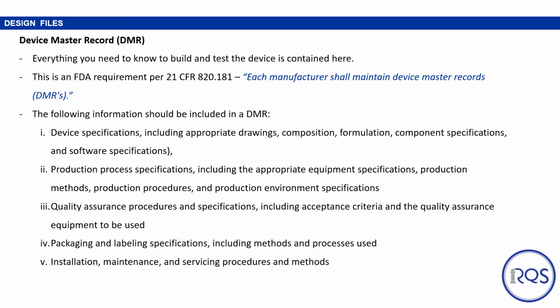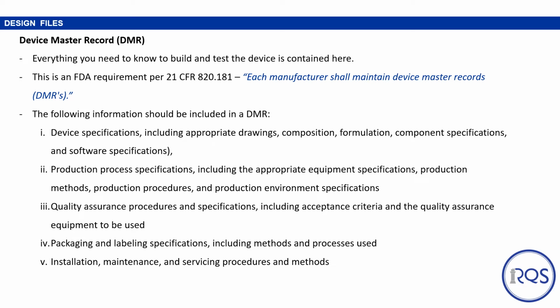Next, we have the Device Master Record, or DMR. Everything you need to know to build and test the device is contained here. This is an FDA requirement per Part 820.181. The following information should be included in a DMR: device specifications, product process specifications, quality assurance procedures and specifications, packaging and labeling specifications, and installation, maintenance, and servicing procedures and methods.